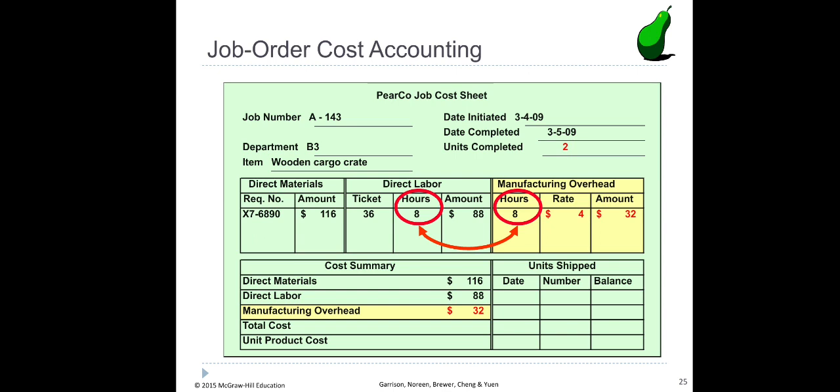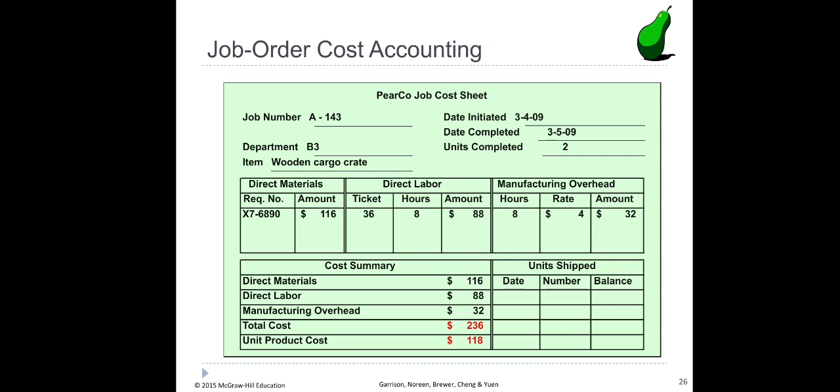So the overhead rate is $4 per labor hour. So $4 times 8 hours, so the total overhead cost is $32. You can see in the bottom of the job cost sheet, the cost summary is like that. Direct material cost is $116, direct labor cost is $88, and the manufacturing overhead cost is $32. And then the total cost is equal to $236. Total cost equals direct material cost plus direct labor cost plus overhead cost.